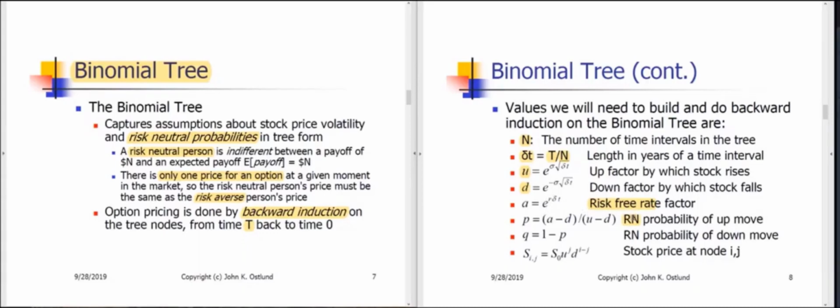And then the risk-neutral probability that the stock price will rise is computed as a minus d over u minus d. In multi-period asset pricing, you'll get a detailed explanation of the conceptual meaning and the mathematical derivation of this. Then the probability of a downward movement, of course, has to be 1 minus the probability of an upward movement.